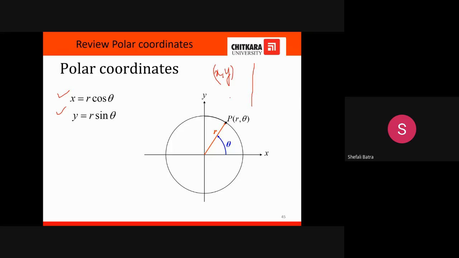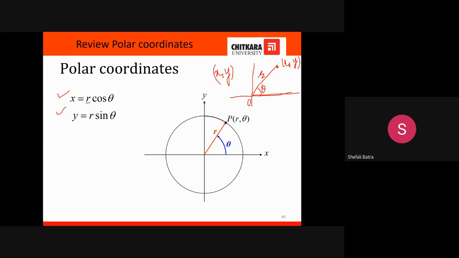So let us have this point, that is your x comma y, any point. What is this r? r is the distance of this point from the origin. So I'm joining it, and this is your r. r is a radius vector, that is the distance of a point from the origin. And this angle theta, what is this theta? Theta is the angle made by this radius vector along with this initial line.